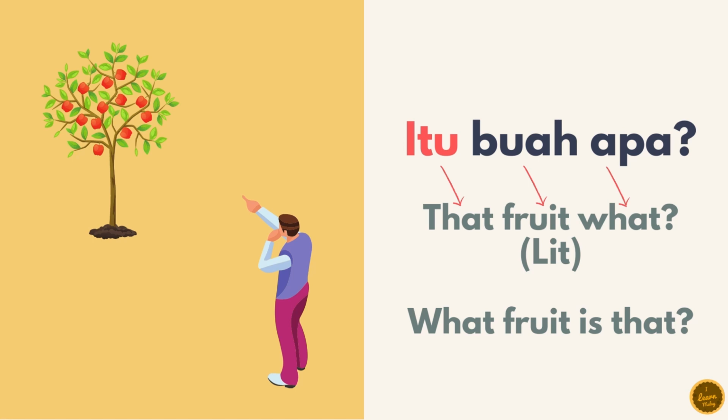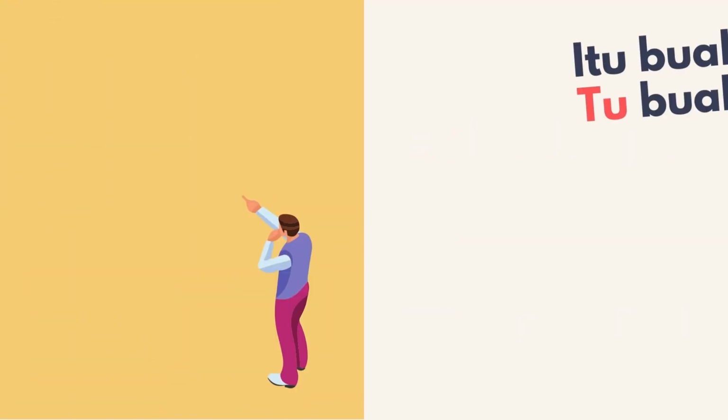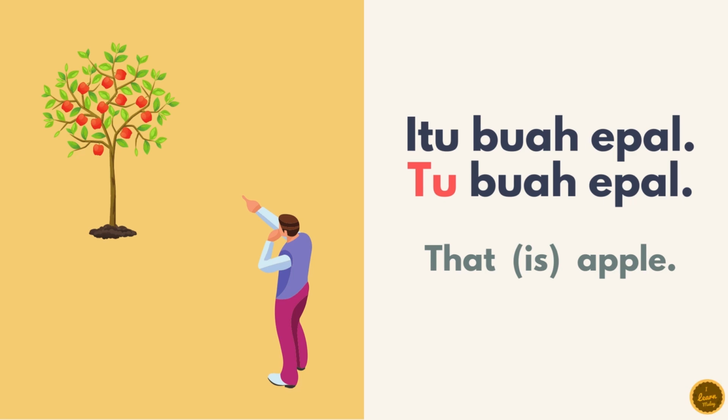If the fruit is a bit further from you, you ask like so. Itu buah apa? Literally, the phrase means, that fruit what? In the same order as in Malay. However, it essentially means, what fruit is that in English? And colloquially, instead of itu, we shorten itu to become tu. Tu buah apa? So the answer could be, itu buah apple or tu buah apple colloquially.